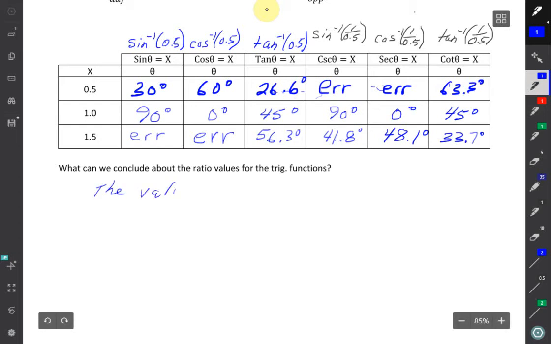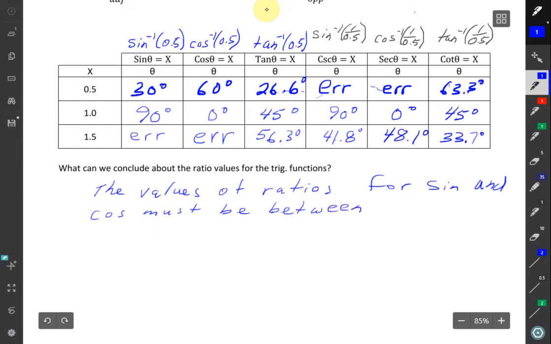So the values of the ratios for sine and cos must be between 0 and 1. And again, I mentioned that later on we will talk about this also being between 0 and -1, but we will leave that for now.